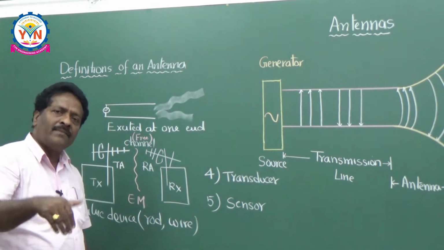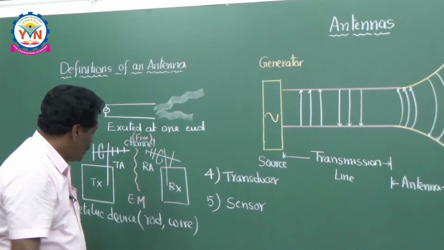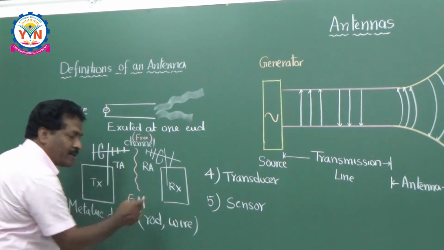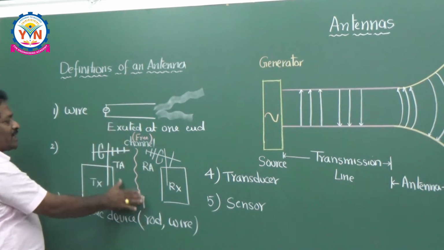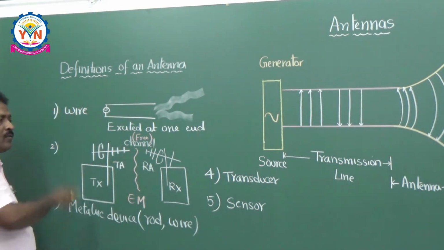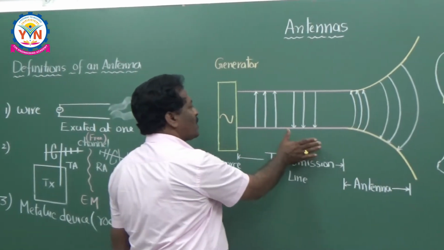And basically it is a metallic device. So it may be in the form of a rod or in the form of a wire. That's why the very first definition I told you is that an antenna is a wire which is excited at one end. And now let us focus on this figure.